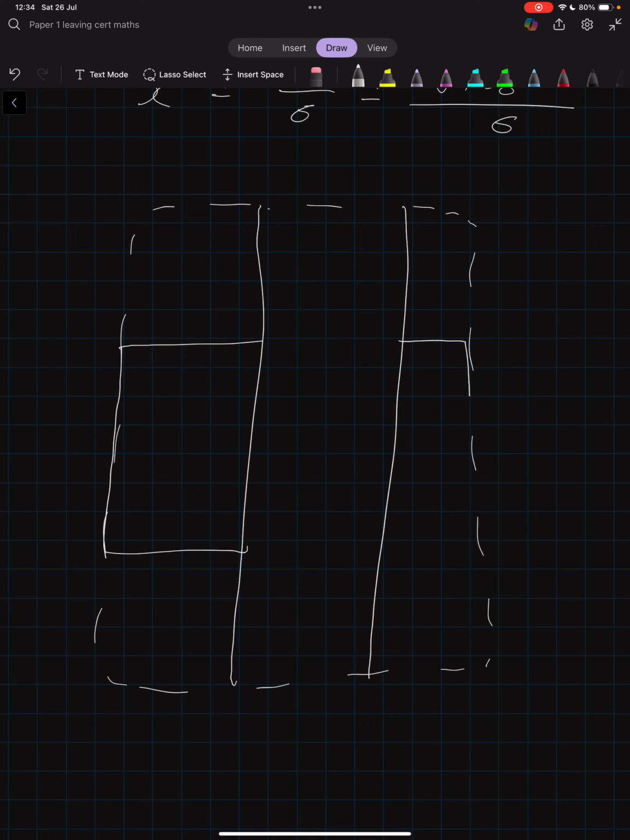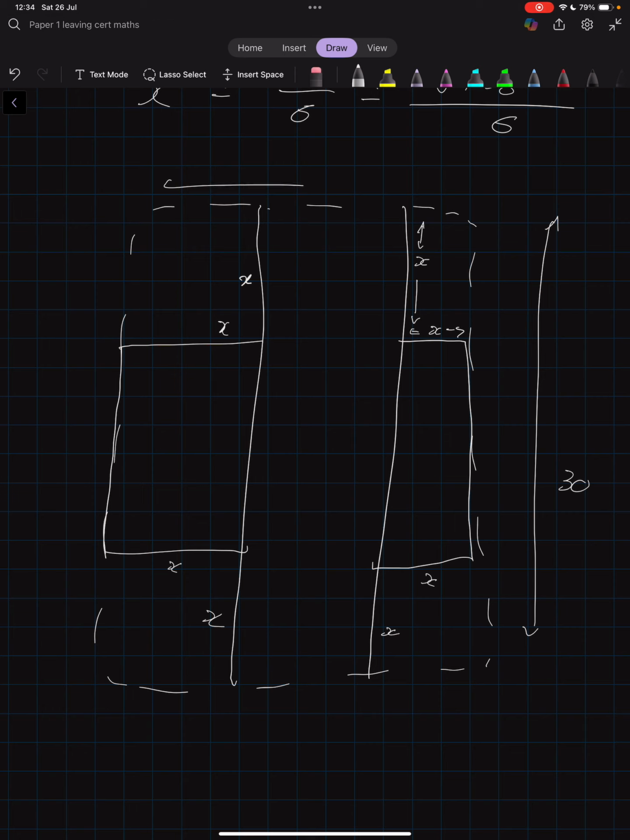Like so. This is x. This is also x. Sorry, I should have drawn these better. But all of these are just x's, okay? This length here is 30, and this length here is also 30.